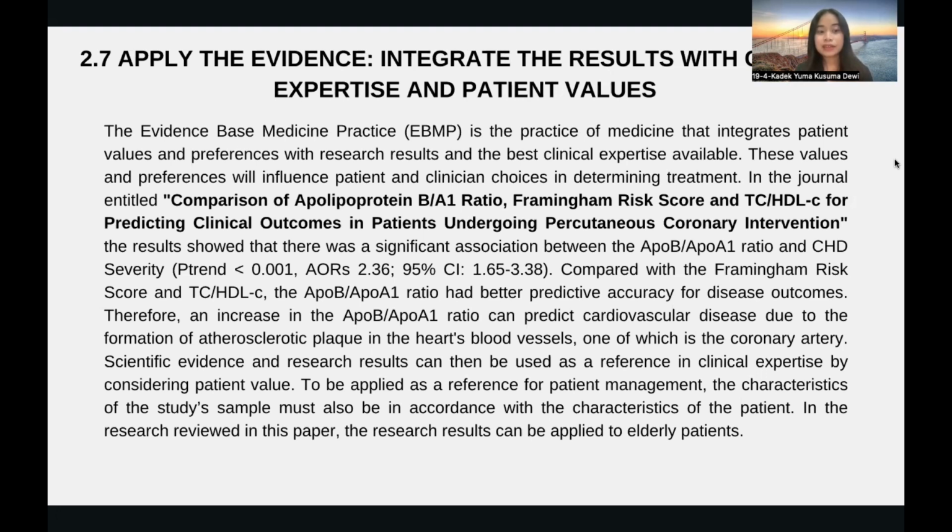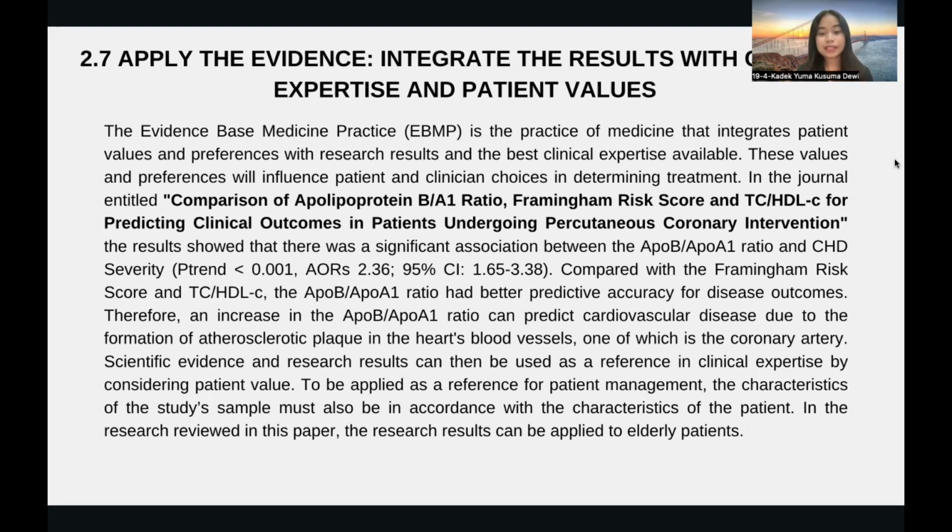In the journal reviewed by our group, the results show that there was a significant association between the ApoB and ApoA1 ratio and coronary heart disease severity. Compared with the Framingham risk score and TC/HDL-C, the ApoB and ApoA1 ratio had better predictive accuracy for disease outcome. Therefore, an increase in ApoB and ApoA1 ratio can predict cardiovascular disease.